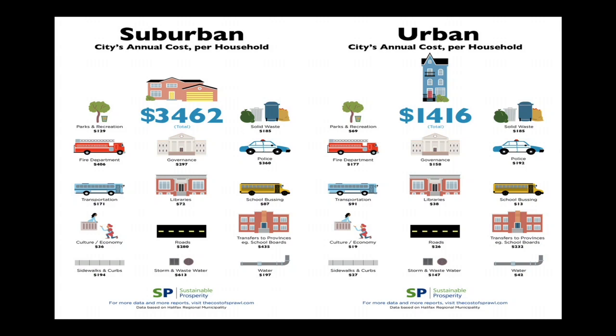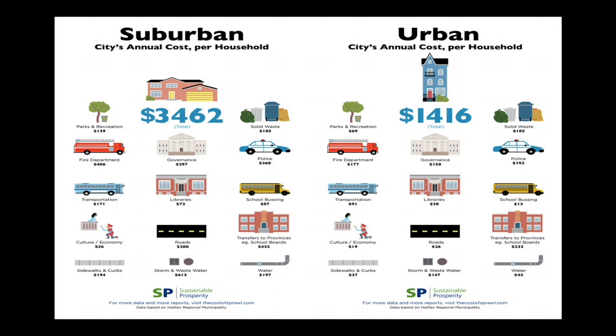So for example, paying for storm and wastewater in the urban setting might cost you $147. That's what it would cost the city for your household's share. But the same thing spread over much fewer occupants and a larger area is going to cost $613 in the suburban setting. So the same amenities are being provided, but they cost much, much more when you have a more spread out development.